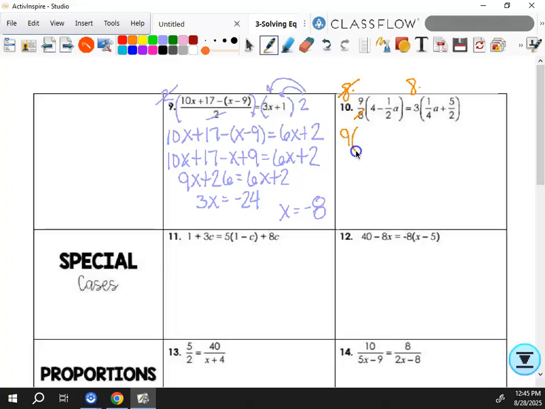We get 9 times 4 minus 1/2 a equals, then 8 times 3 is 24 times 1/4 a plus 5/2. Now, my next move was going to be to go ahead and distribute on both sides and deal with the fractions. Somebody paused me in second period and said, but first, couldn't we divide by 3, right? We can reduce those numbers out front a little bit, which will make my fractions easier. And either way, we'll get the same answer.